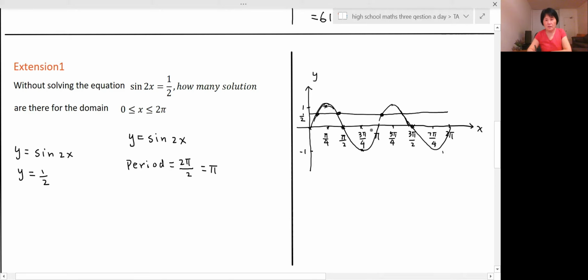Okay, so this curve is y equal to sine 2x. Then this curve is y equal to half. I just draw the 2 curves and see how many times they meet. The 2 curves meet at 4 points. So I can answer: how many solutions? So this is 4 solutions.